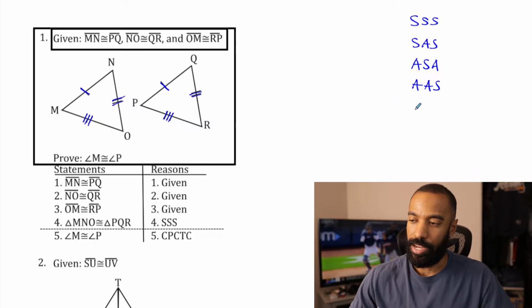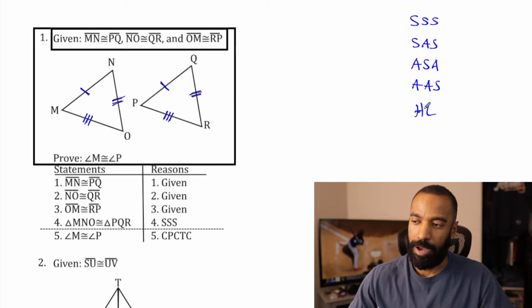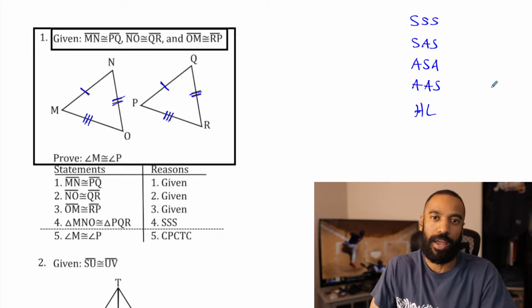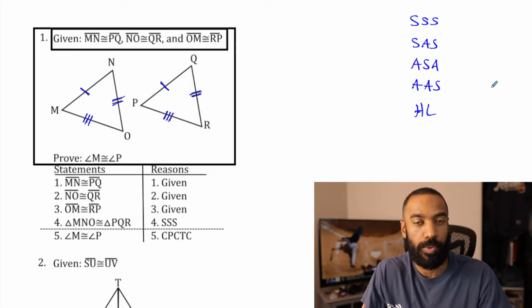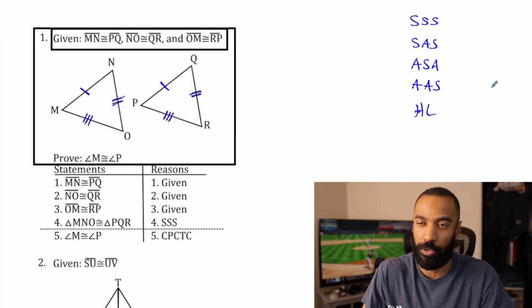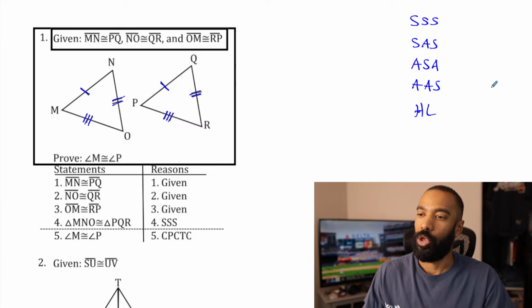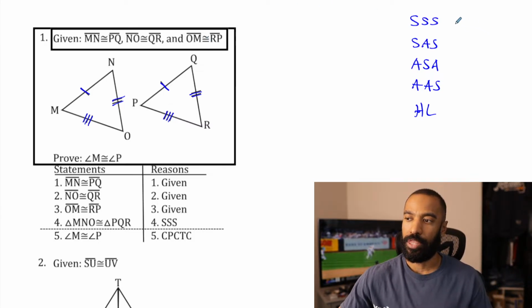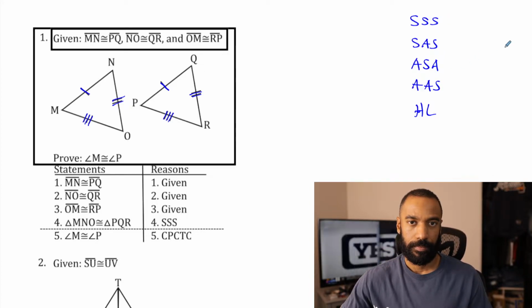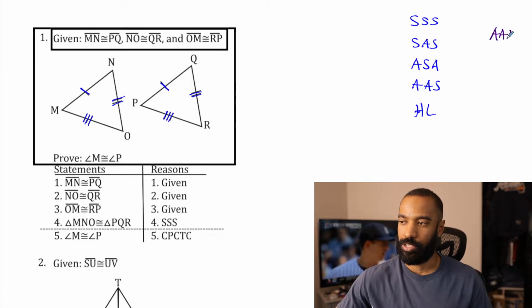There's another one called HL, which stands for hypotenuse leg. That means in a right triangle, if the two hypotenuses are congruent and one set of legs are congruent, then that is enough information. Notice what is not on here: anything that is two letters only. Notice that angle, angle, angle is not on here.